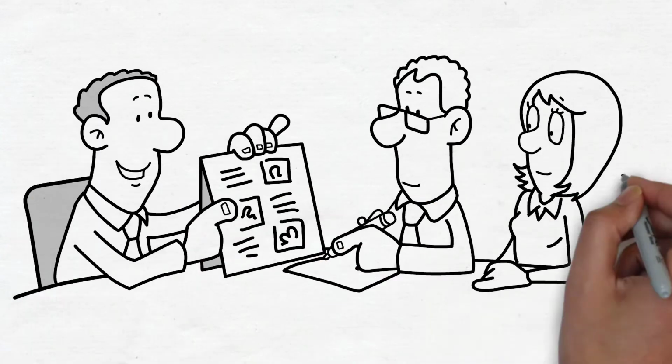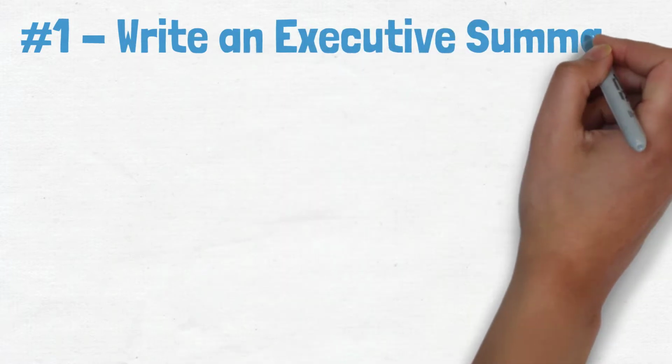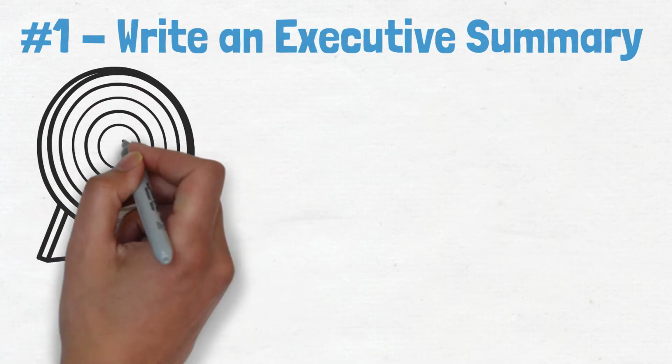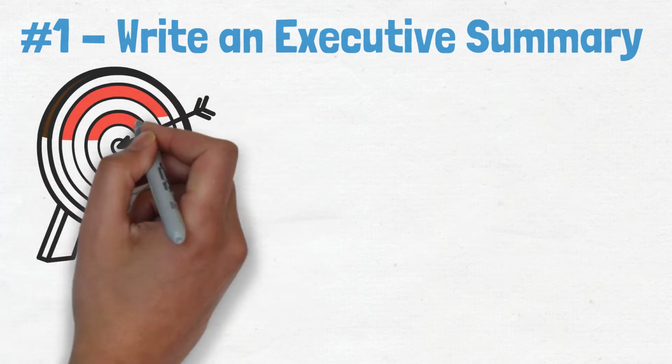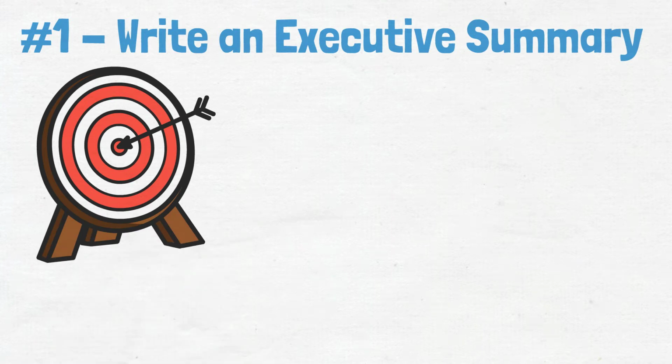Let's look at how to write a business plan in order to get funding. Number 1. Write an executive summary. An executive summary should give a clear overview of your business, its goals, and its plans for achieving those goals. Think of it as the elevator pitch for your business plan.